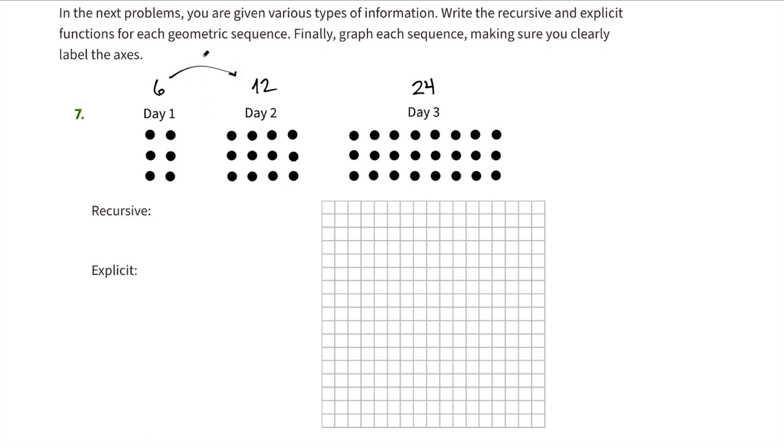From 6 to 12, we're multiplying by 2. And from 12 to 24, we are multiplying by 2. So our recursive equation, to find the nth term, we'll take the n minus 1th term, the term right before it, and we'll multiply by 2.